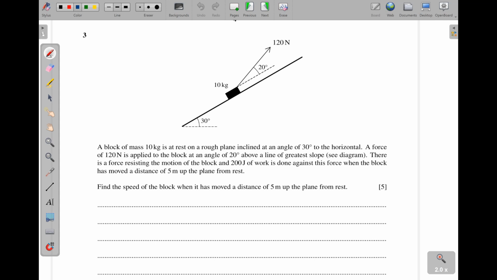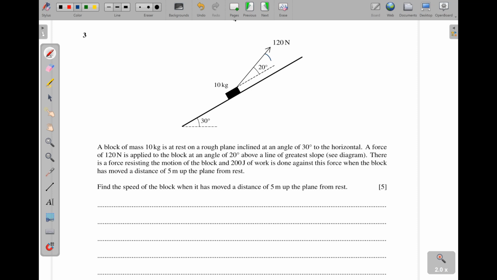A block of mass 10 kilograms is at rest on a rough plane, inclined at an angle of 30 degrees to the horizontal. A force of 120 newtons is applied to the block at an angle of 20 degrees above the line of greatest slope. There is a force resisting the motion of the block, and 200 joules of work is done against this force when the block has moved a distance of 5 meters up the plane from rest. Find the speed of the block when it has moved a distance of 5 meters up the plane from rest. Okay. Now we need to first resolve the forces.